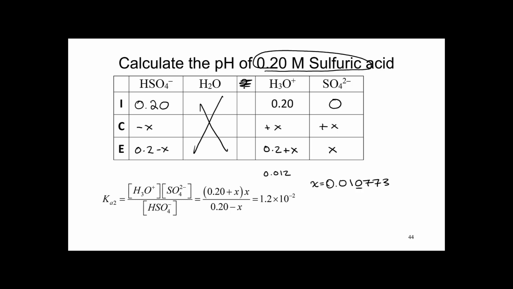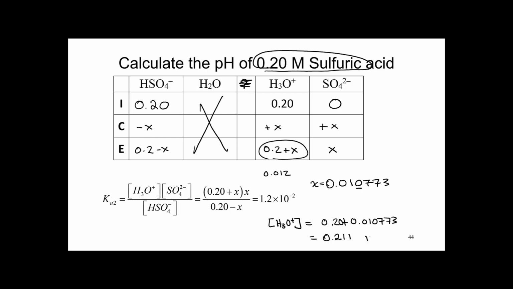0.010773. Only 2 sig figs. I carried maybe too many. Now to calculate the pH, what I have to do is combine those two values, because this is the hydronium now. So hydronium is going to be 0.2 plus, or 0 plus 0.010773, or 0.210, and then we'll just round that to 1 at that point.